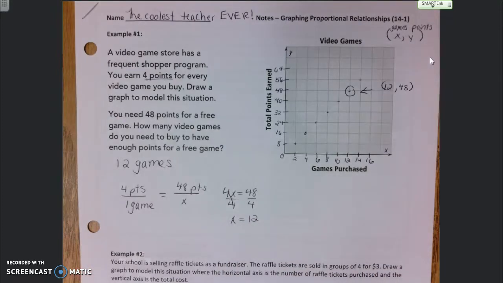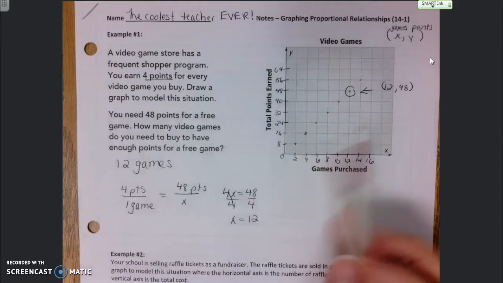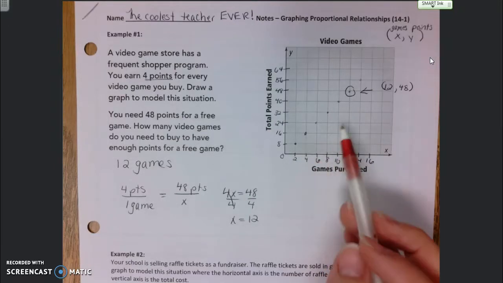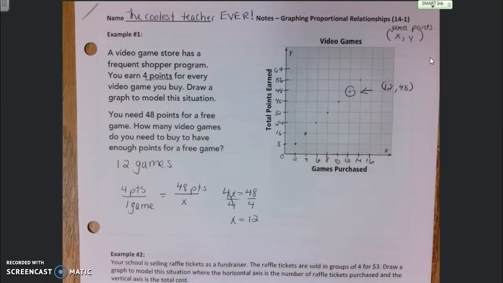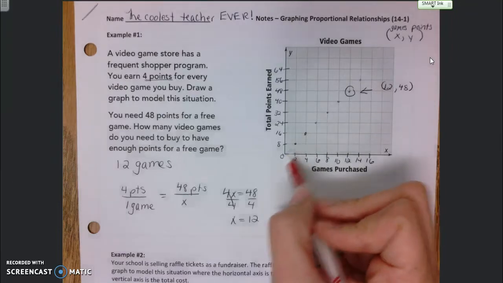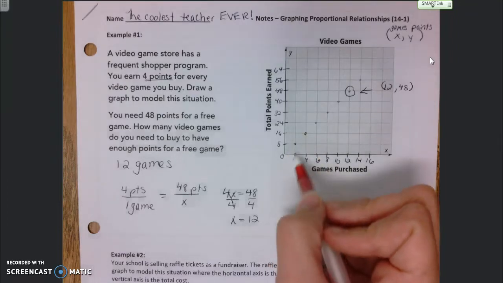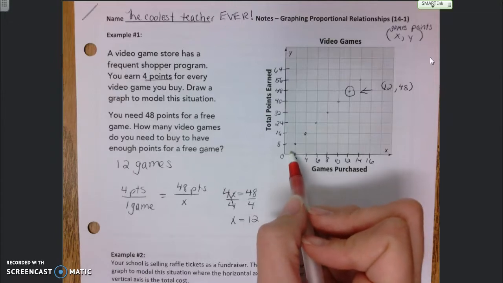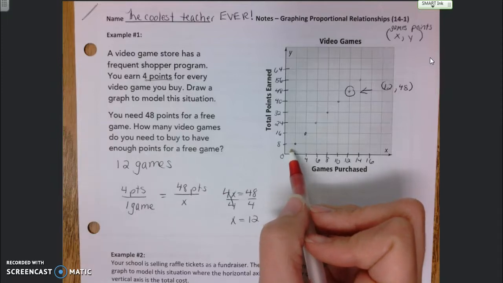Now, the other thing I need to point out here is that you are not going to connect the dots. And I know that that's something you really always do when you graph. You usually connect your dots. But what we're trying to show here by not connecting them is that I'm not drawing a line, because if I had 1 game purchased, it's not going to get me enough points, so I won't earn enough points from that.